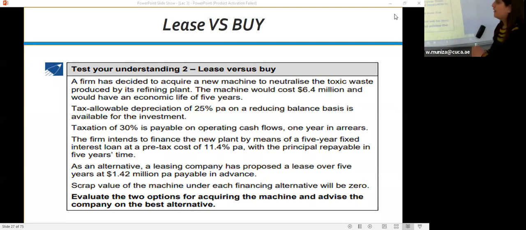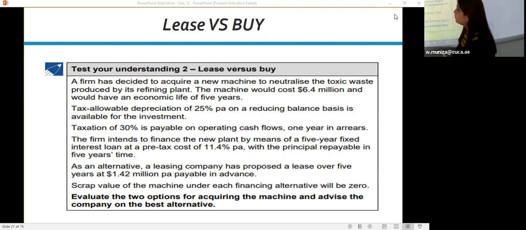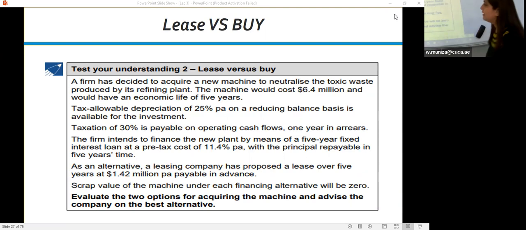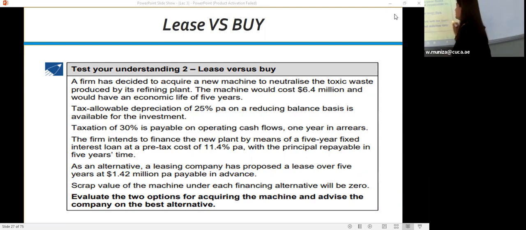The firm intends to finance the new plant by means of a 5-year fixed interest loan at pre-tax cost converted to the post-tax, with the principal repayable in 5 years' time. So this is about buying. Now the second, as an alternative, a leasing company has proposed a lease over 5 years at 1.442 million per annum payable in advance. Scrap value of the machine under each financing alternative will be 0.